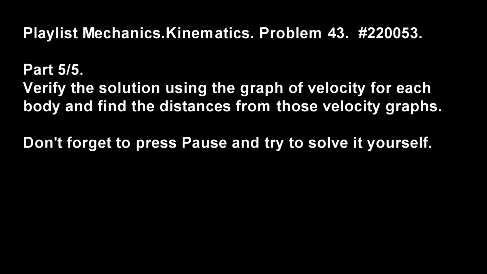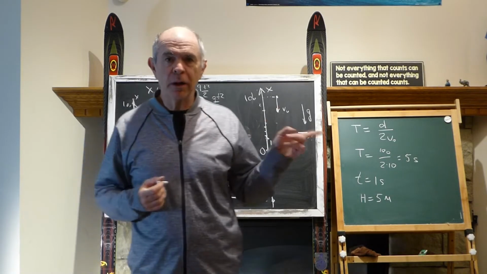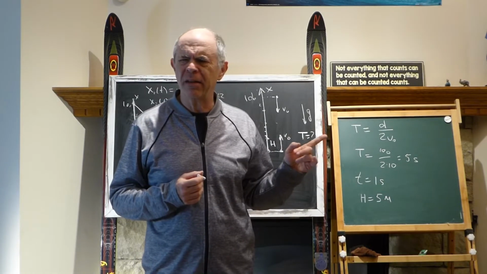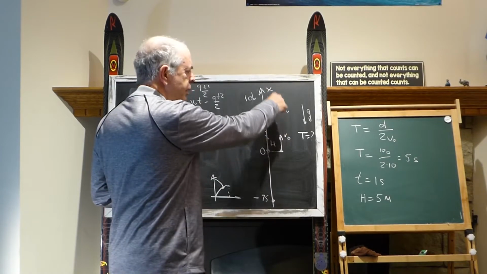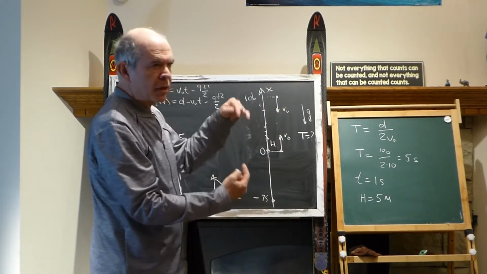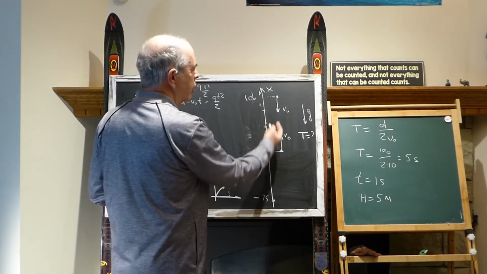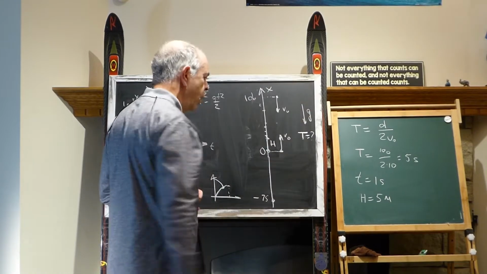So here is a problem. As always, read it, maybe once, maybe twice, and then pause the video and try to solve it yourself. This is part 4 or 5, I think part 4, of the same problem of two bodies starting with the same initial speed, going towards each other and free falling.